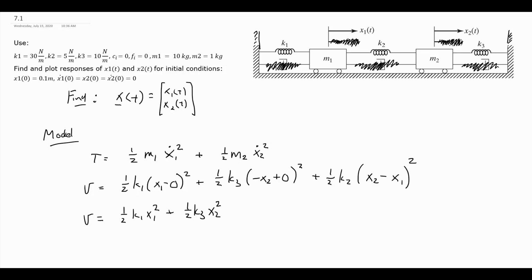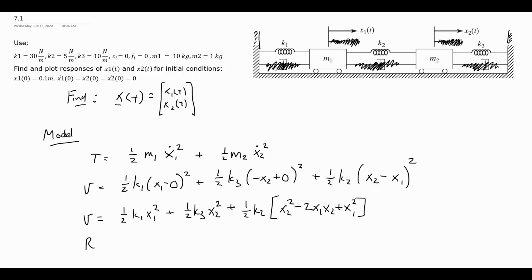Notice that's just x2 squared because that negative is going to go away anyway when we square it, plus K2 times, and here I will do the FOIL, or the difference of squares, so x2 squared minus 2x1 x2 plus x1 squared. I did multiply that out so that when I do the differentiation step in a moment, it's going to be easier to deal with.